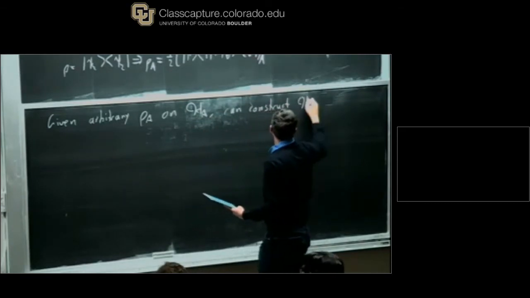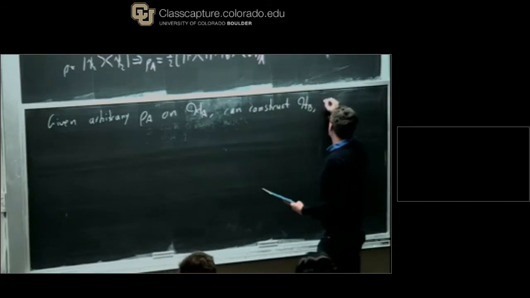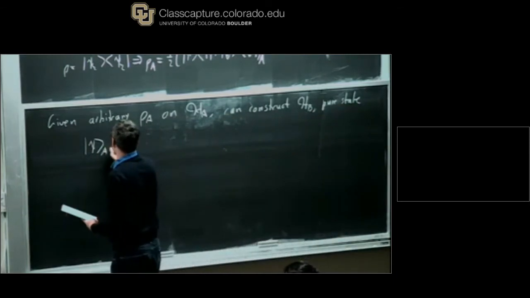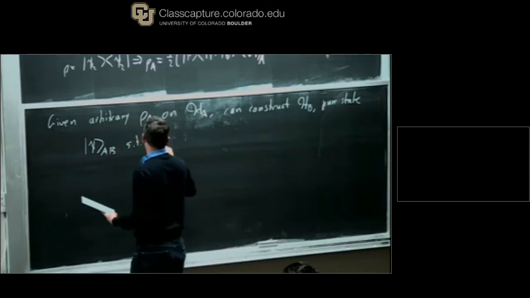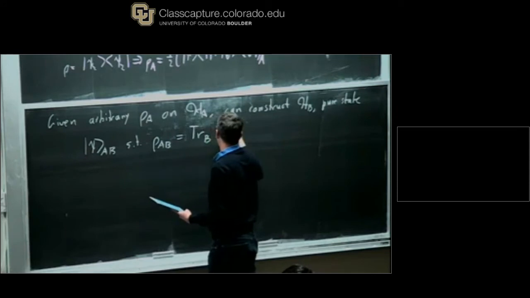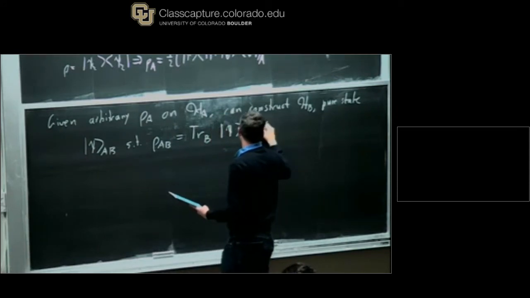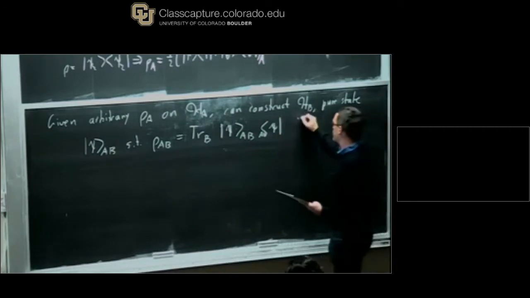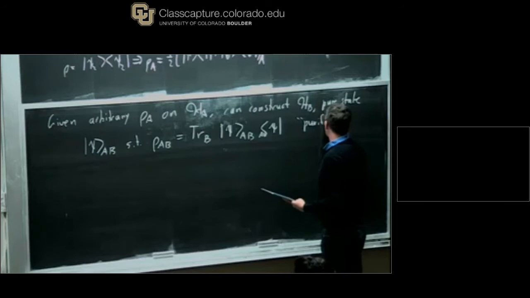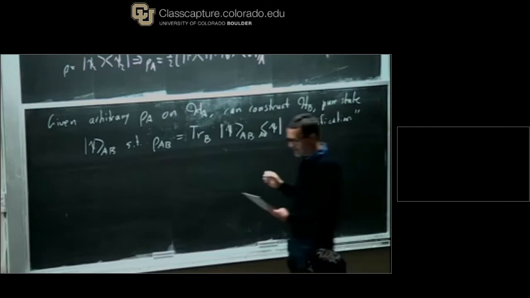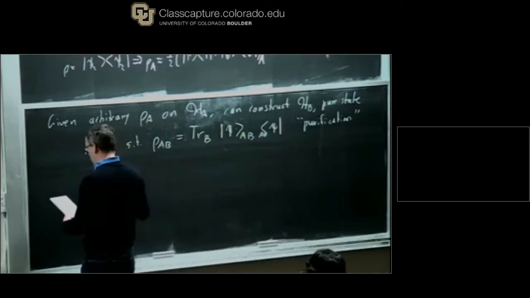I can construct a pure state on AB whose reduced density matrix is rho A. I can construct a Hilbert space HB and a pure state psi AB such that rho A equals trace on B of psi AB. And this is called a purification. So I start with a mixed state and I embed it in a larger system such that it becomes pure.